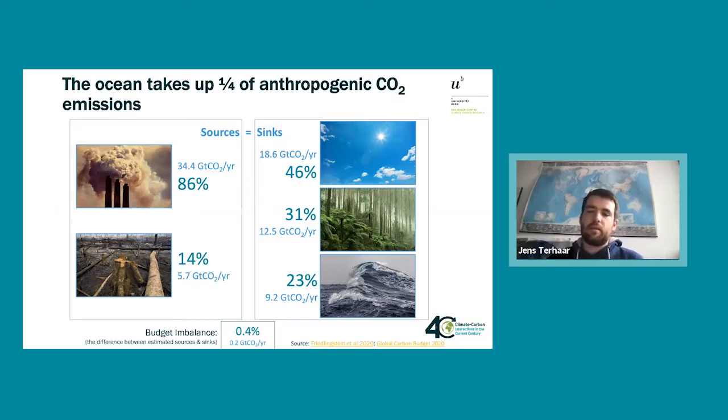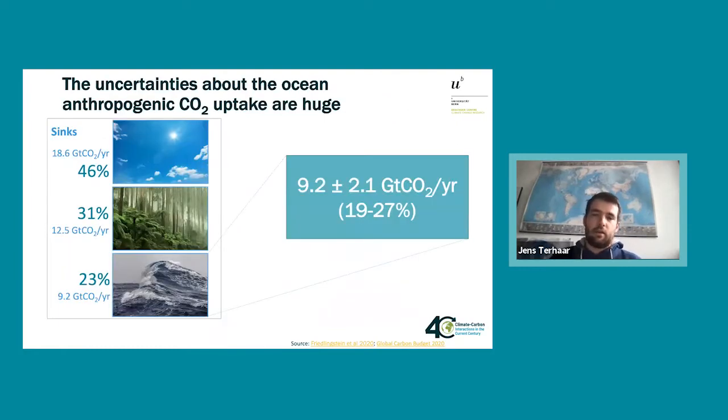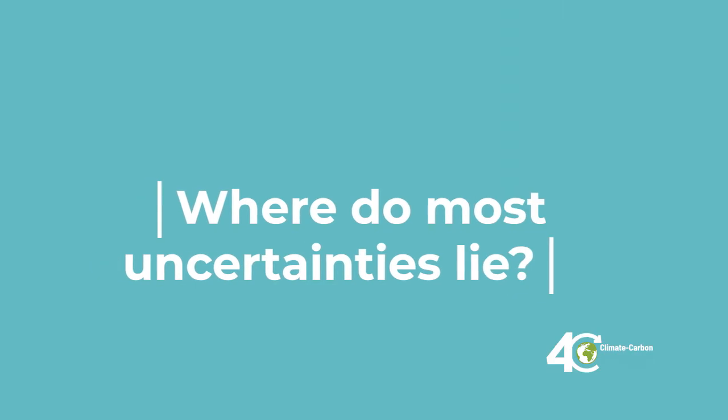So the ocean is an important sink, but we don't really know how important it is as a sink, because the uncertainties related to that anthropogenic CO2 sink are actually huge. If you look at the numbers, we often only see the 9.2 gigatons of CO2 per year, or the 23%, but the uncertainties are around 25%, so it's 9.2 plus or minus 2.1, or 19 to 27% if you want. And what we tried in this study is to reduce these uncertainties.